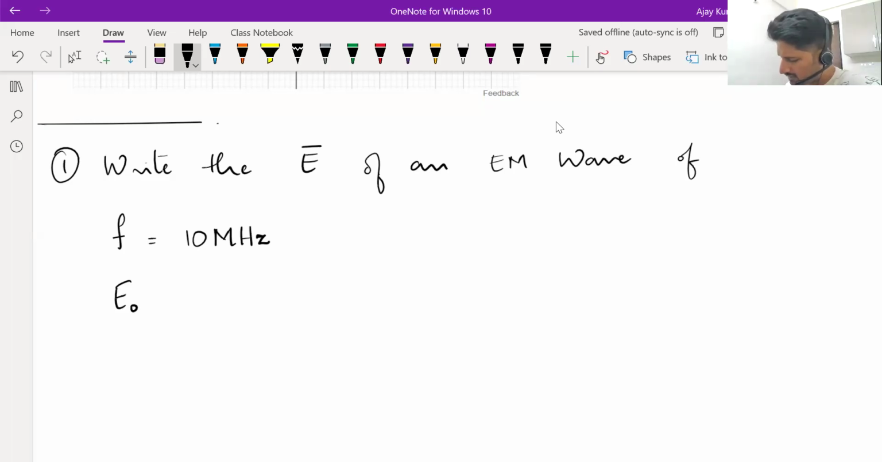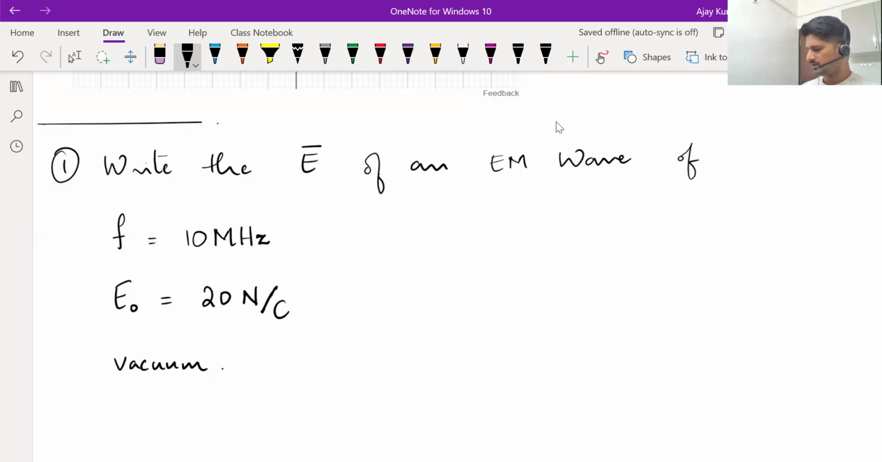The amplitude of electric field, assume, is some 20 Newton per Coulomb. It can be given as Newton per Coulomb or volt per meter also. Both are same. They are both the SI units of electric field. Frequency is given. Electric field amplitude is given. And let's say it's traveling in vacuum. You know what is the speed of an EM wave in vacuum. Make use of that. Okay, ignore the phase constant. Write the electric field equation based on this.